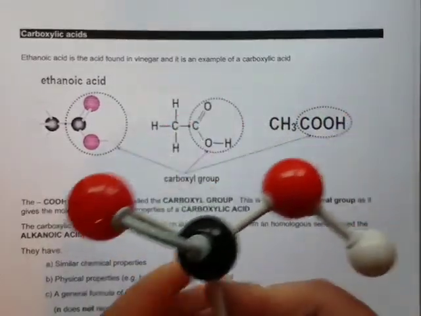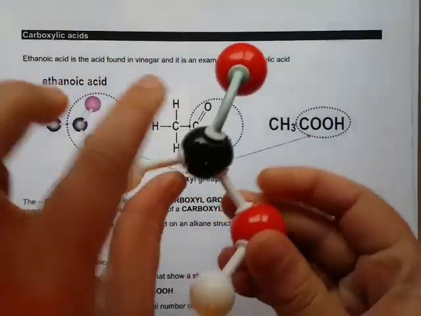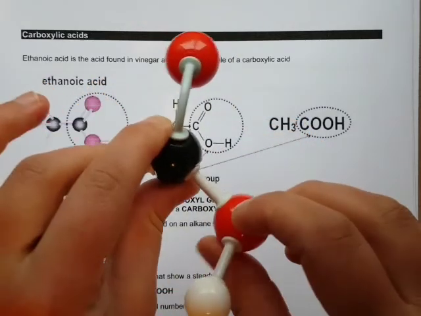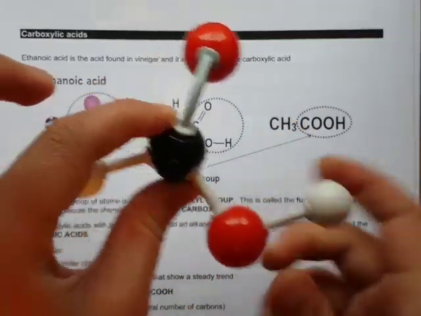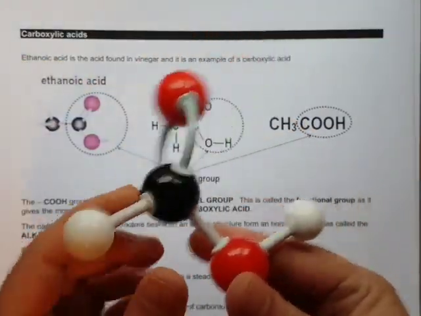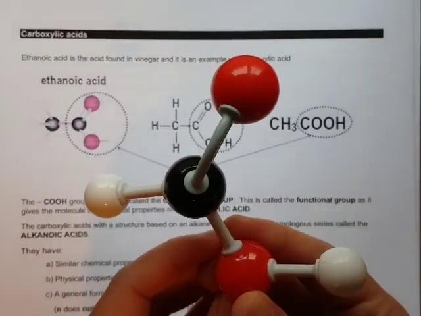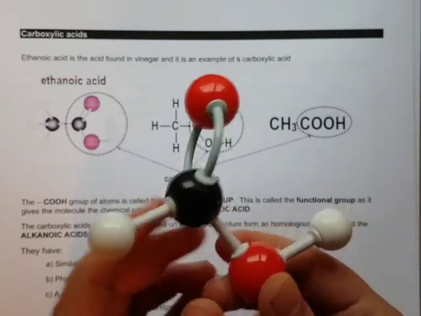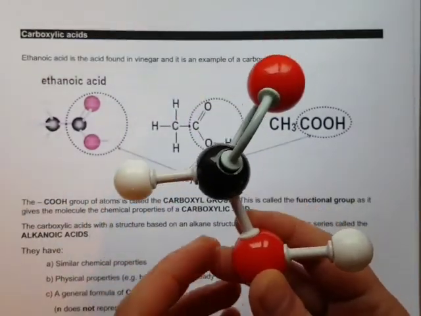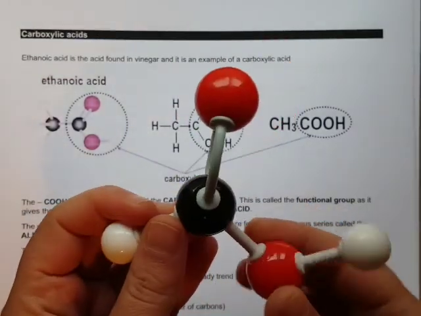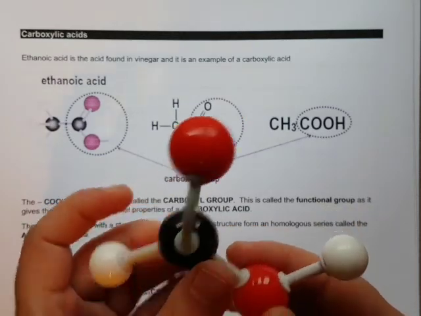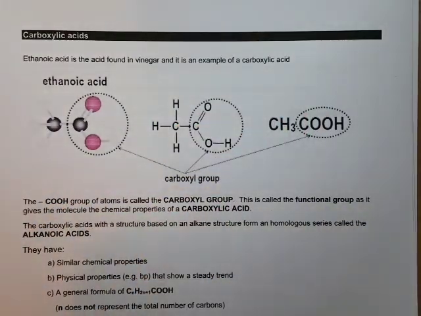So you can see we've still got the carboxyl group because we still have a C with a double bond to an oxygen and then an OH group here. Methanoic acid, this one that I've got in my hand, is the acid that's found, among other things, in nettles, causes nettle stings, and also many ants have formic acid, and I think that might be why ant bites are so sore.